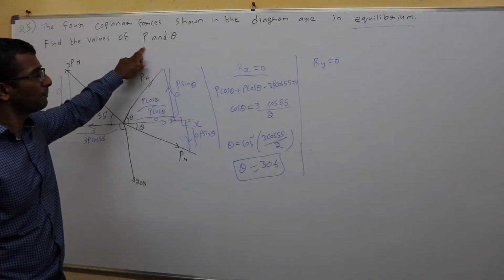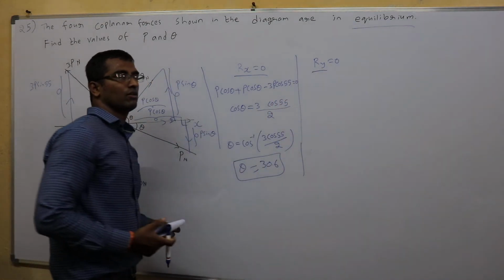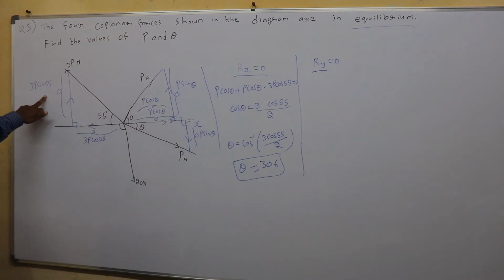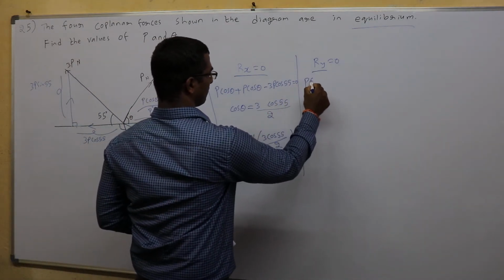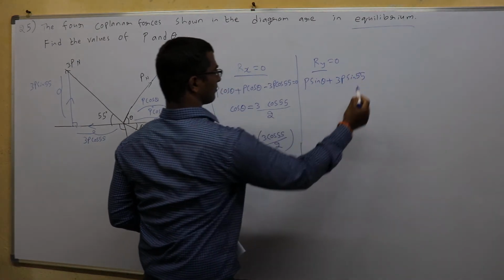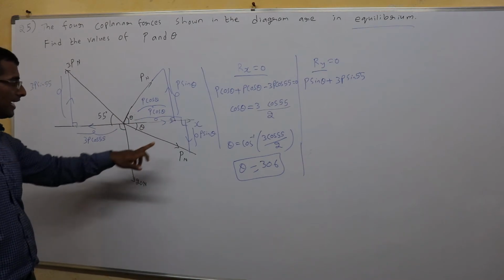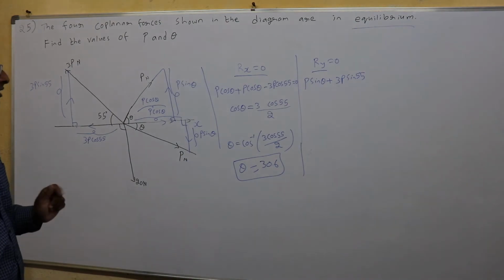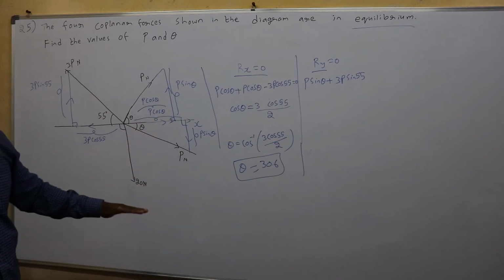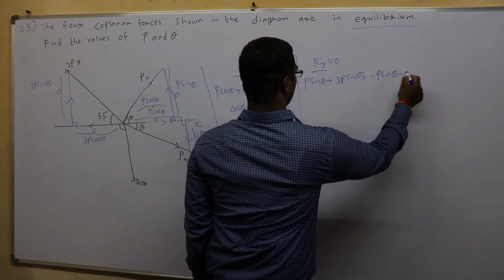That means I think I get P by using Ry. So let's write Ry now. What all are acting in positive y-axis? This one and also this one. Let's write it down. P sin theta plus 3P sin 55. Now, what all are acting in negative y-axis? 20 and also P sin theta. Clear? These two are acting upwards. These two are acting downward, negative y. So minus P sin theta minus 20.